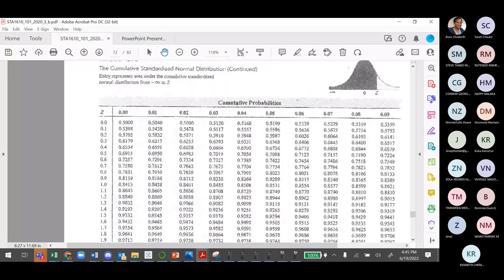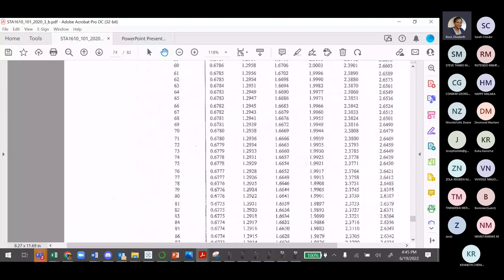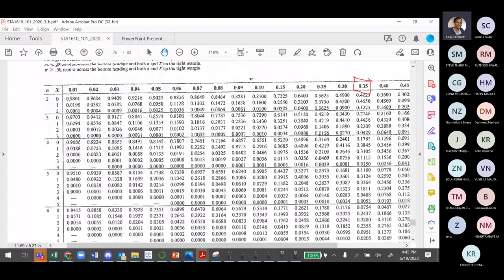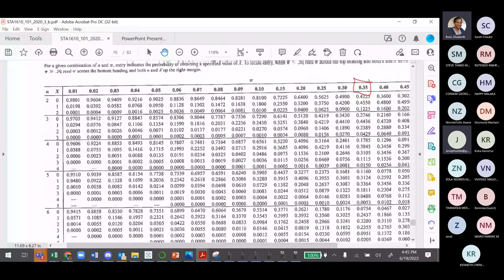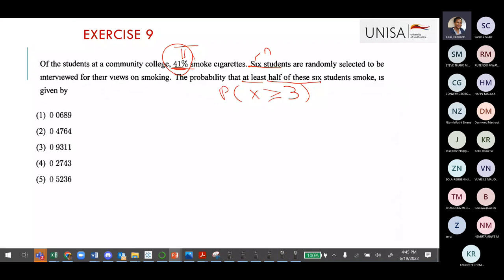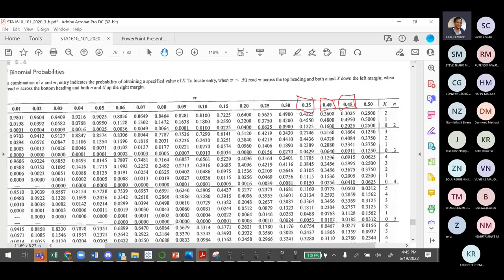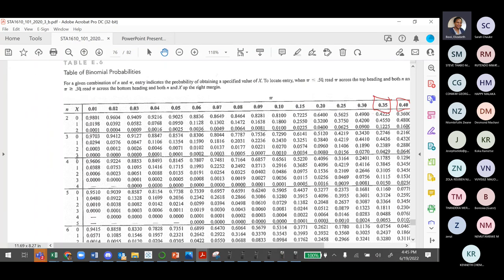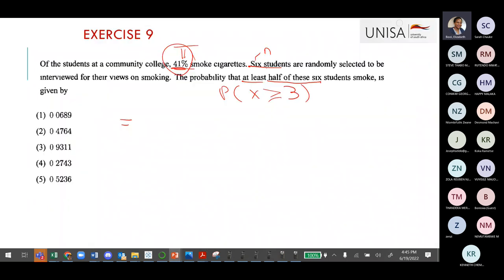Are you able to see the table? As I scroll, we have 40, yes, and then you have 45. Can you see that? Therefore, it means in order for you to answer this question, you will have to calculate it manually. And because there are six, so, and we know with the binomial, n corresponds to the number of n's. So it's easy.